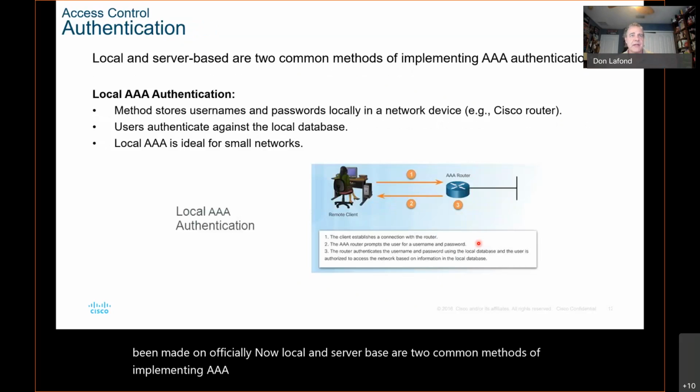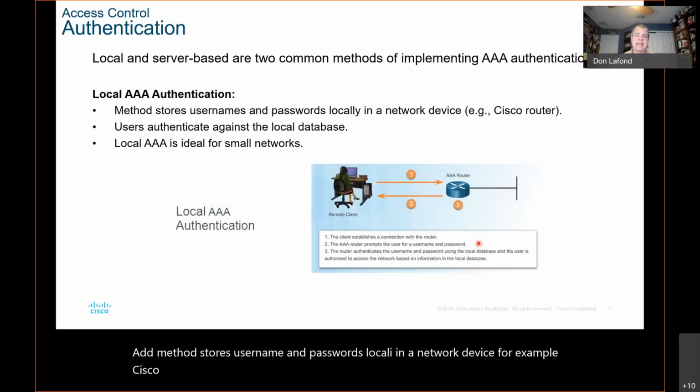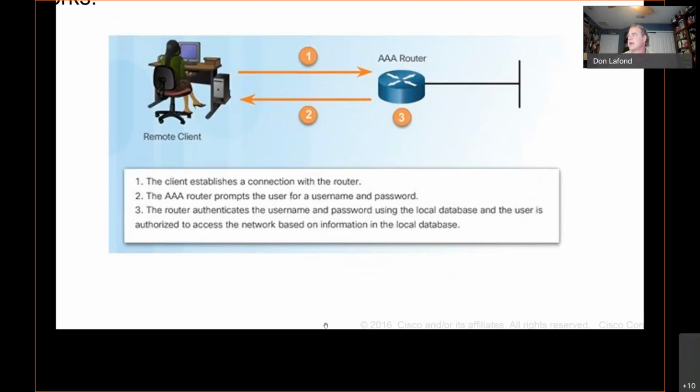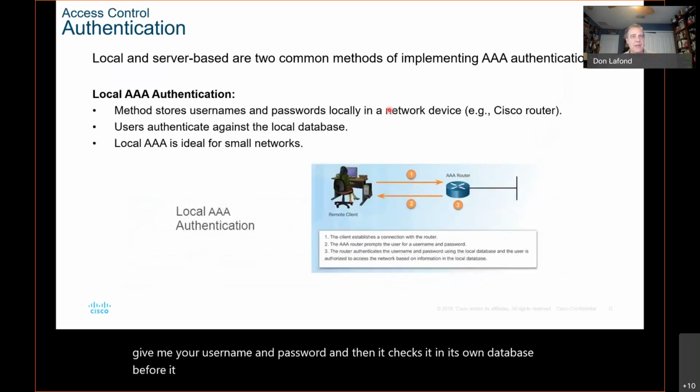With the local AAA authentication method, usernames and passwords are stored locally in a network device, for example, a Cisco router. Users authenticate against the local database, and local authentication is ideal for small networks. They show a very simple picture here: a user tries to log in, the router sends back a challenge saying, give me your username and password, and then it checks its own database before sending the user on to the network itself.